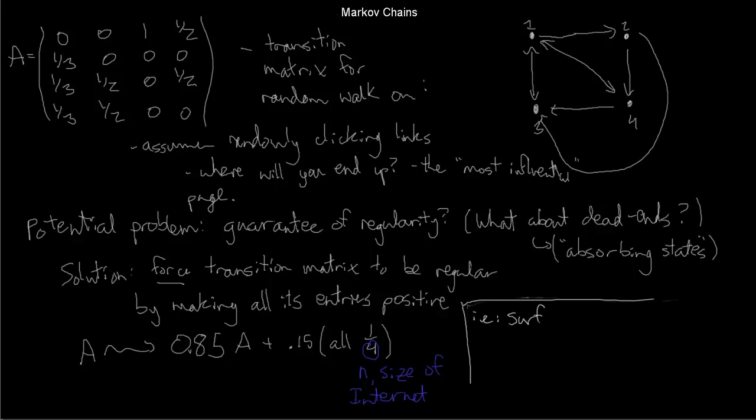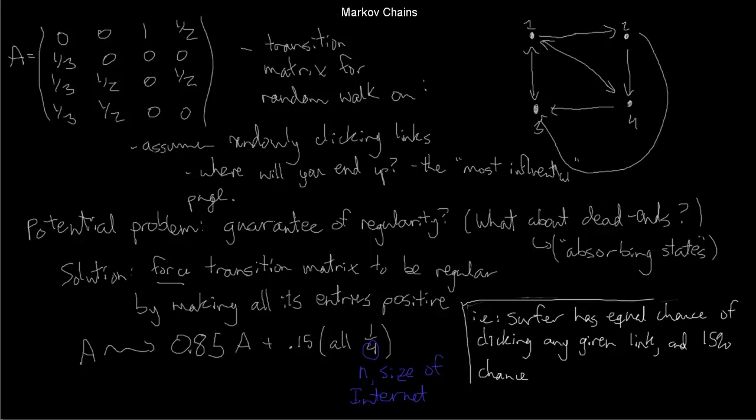So the story is that you are modeling a surfer who has an equal chance of clicking just completely randomly on one of the links on the page that he's on. And also a 15% chance of not doing that at all, but just opening an utterly random web page somewhere else on the internet. So you can never get stuck. You'll always jump out of dead ends. This algorithm is what Google is using with a very large matrix, more or less.